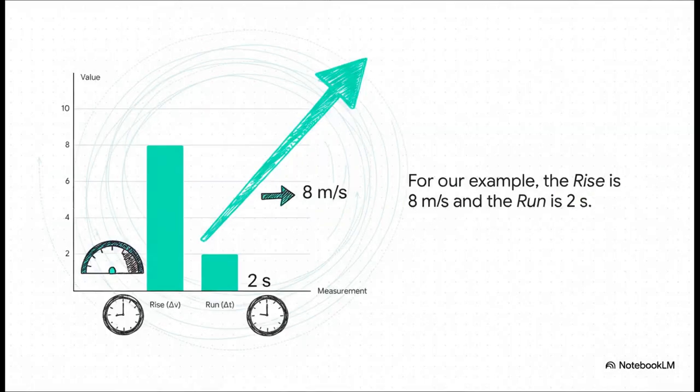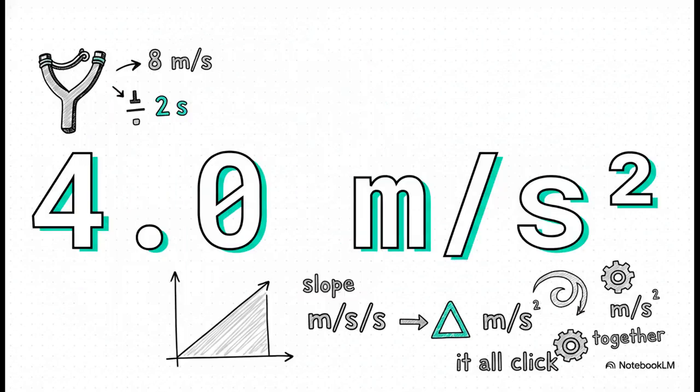That's it. So let's say we pick our 2 points. We see the velocity went up by 8 meters per second. That's our rise. And it took 2 seconds for that change to happen. That's our run. We've got our two numbers. Simple as that. And now for the final step, the division. 8 meters per second divided by 2 seconds. That gives us 4. But check out what happens to the units. We have meters per second divided by seconds. That simplifies down to meters per second squared, which is the exact unit for acceleration. See? It all just fits together perfectly.